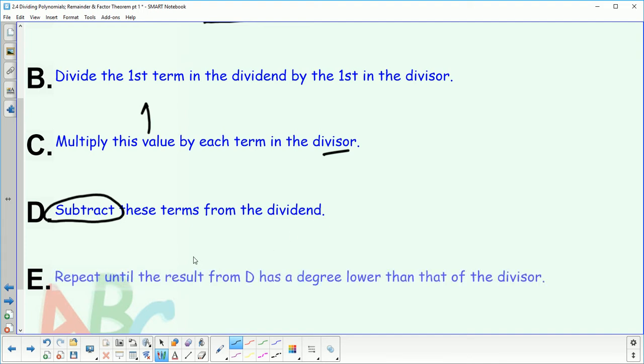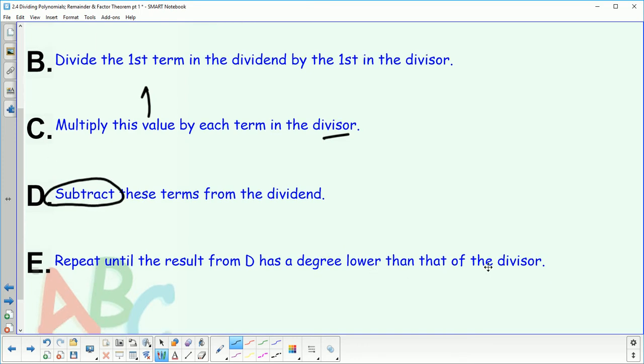And then finally you're going to repeat the process until we have a degree lower than that of the divisor. So if we have a divisor that is x squared plus 4, we're doing this until the result we get is just an x, because that would be a term of lower degree.